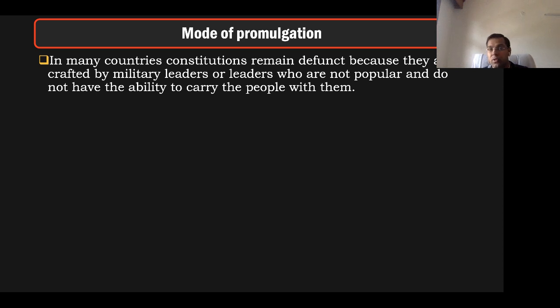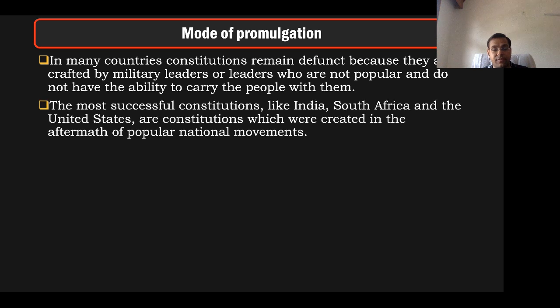बड़ा मुश्किल काम है कॉन्स्टिट्यूशन बनाना. It's a very difficult task. The most successful constitutions. India is one of those few countries which has the most successful constitutions. South Africa, United States. United States also has a successful constitution. Are constitutions which were created in the aftermath of popular national movements.